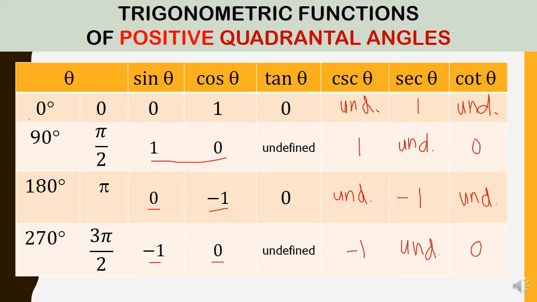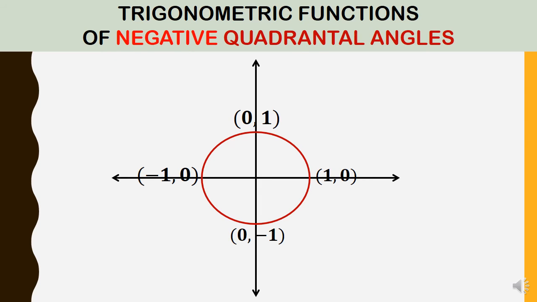Actually, 0 degrees, pwede natin sabihin 360 degrees para kasi 0 is neither positive nor negative. Same as this one, si 0 here can be equated to 2 pi para maging officially positive na siya na quadrantal angle. Okay? So, ayun. Now, let's look at the negative quadrantal angles naman.